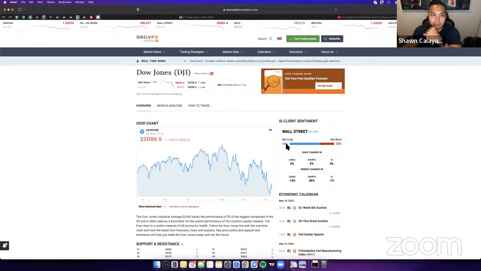So for me specifically, I wouldn't take any buys at this moment, guys. Everything here is pointing towards a sell. Retail sentiment says to take a sell.